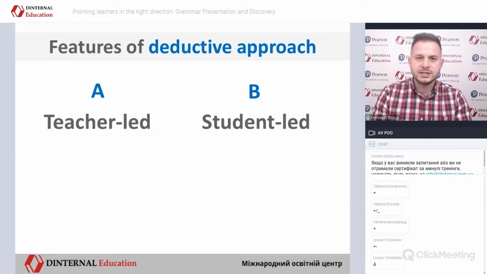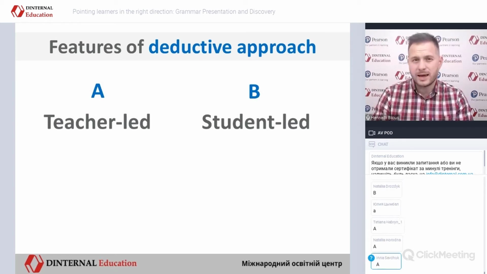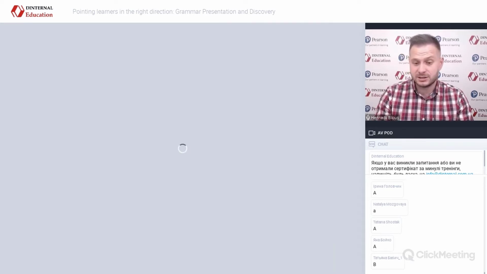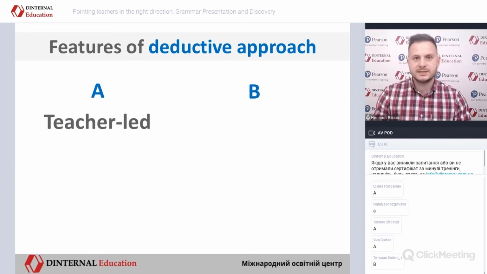Is it a teacher-led approach or is it a student-centered one? Is it more about the teacher being in the center of attention and leading the class, or the students? Okay, all right, thank you. It seems like 99%, well, maybe 95%, are thinking that it's a teacher-led one. And yeah, so this is one of the characteristics.